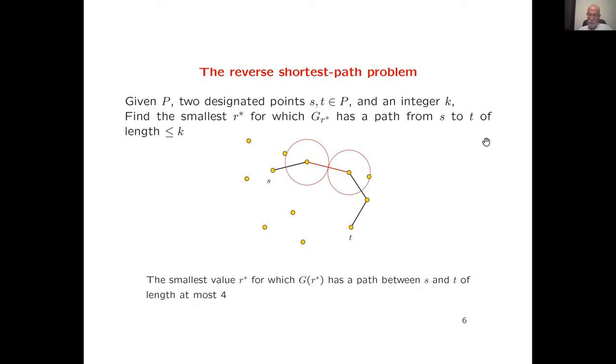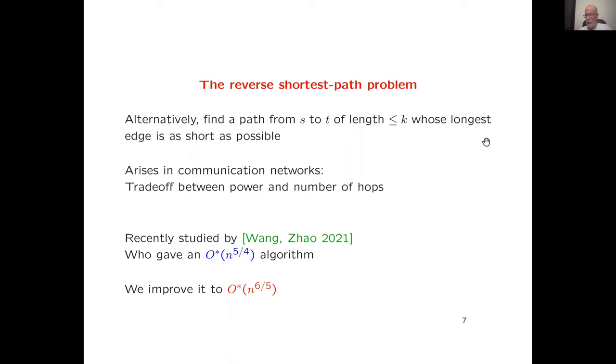Another way to interpret exactly the same definition is to say that you want to find a path from S to T of length at most K, so that the longest edge in the path is as short as possible. So this will be the R star that we are doing. There are all kinds of applications why this problem is interesting.